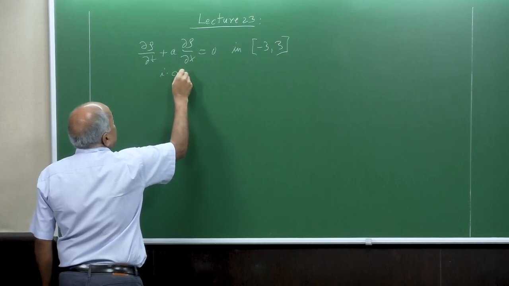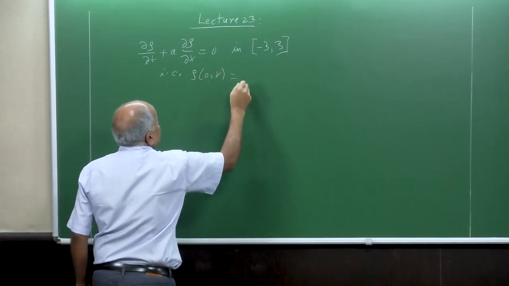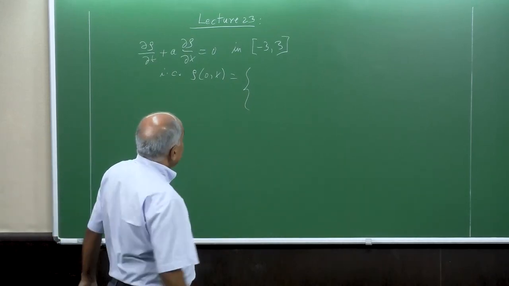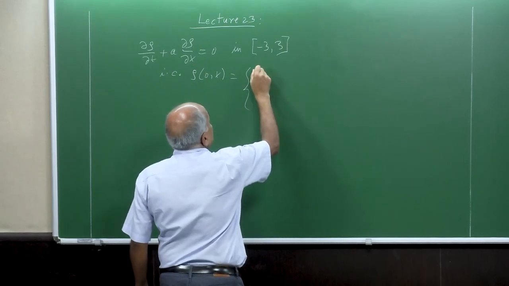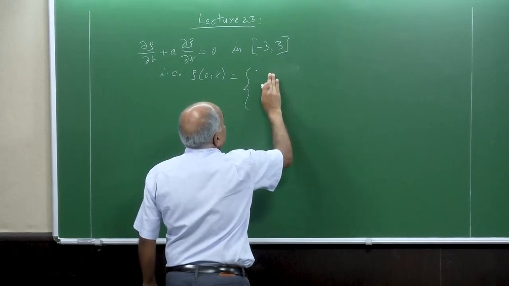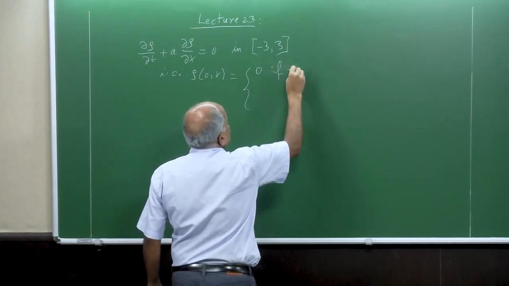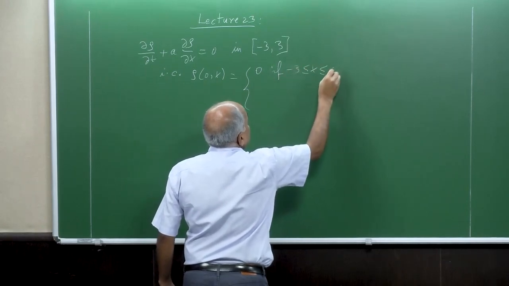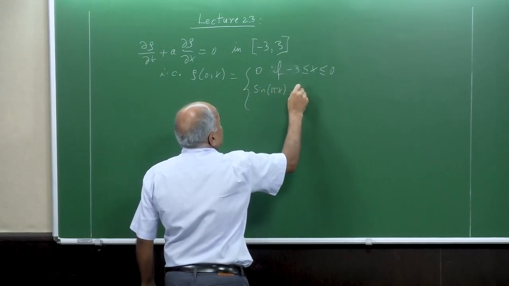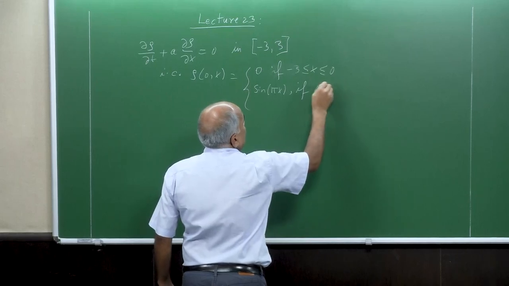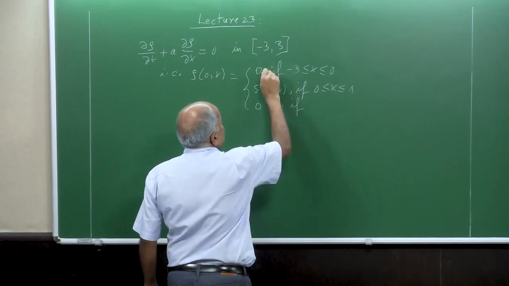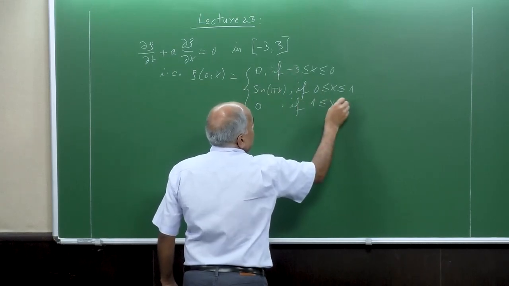Initial condition rho 0 of x, I define as follows. Since I want to show the advection, I take a little bit longer domain. So, rho 0 is equal to 0 if minus 3 is less than or equal to x less than or equal to 0, sine of pi x if 0 is less than or equal to x less than or equal to 1, and 0 if 1 is less than or equal to x less than or equal to 2.